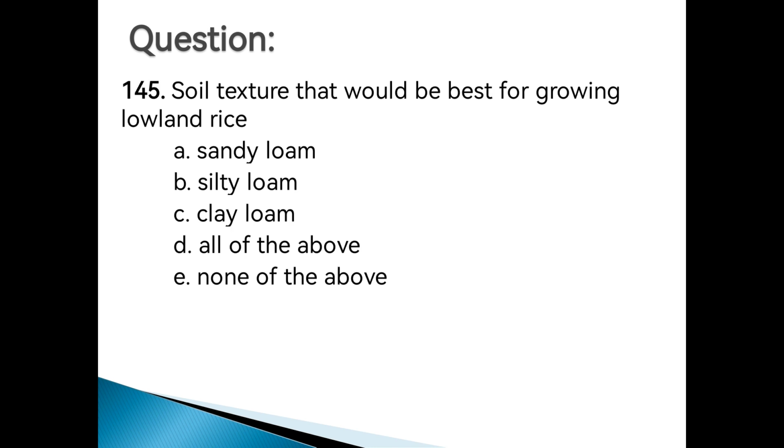145. Soil texture that would be best for growing lowland rice: A. Sandy loam, B. Silty loam, C. Clay loam, D. All of the above, E. None of the above. The correct answer is C. Clay loam.